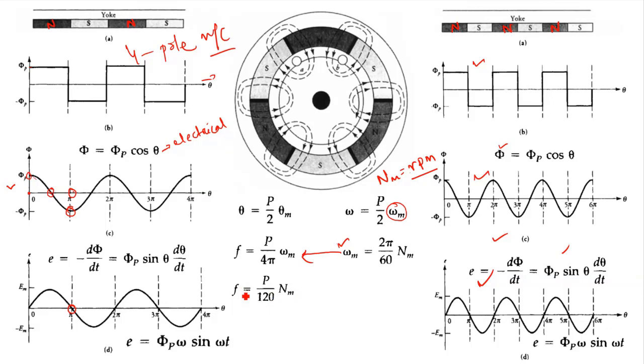Okay. So if your frequency is P by 120 Nm, then Nm I can find as 120 f by P. So that means if I know the frequency and the number of poles, I can find the speed of the machine, or else if I know the speed of rotation and the number of poles, I can find the frequency of the induced EMF, right? So this is the frequency of the induced EMF.